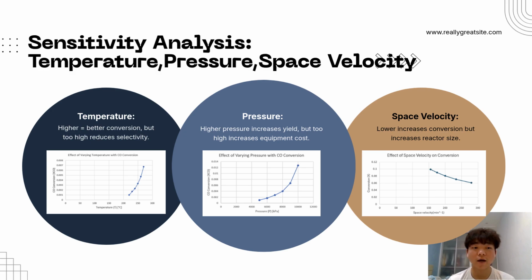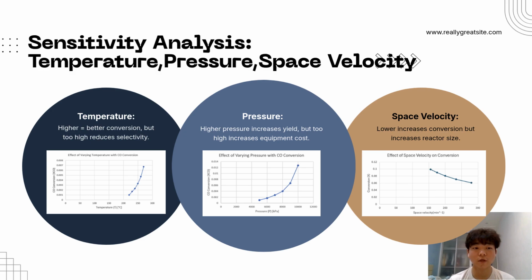For pressure, the higher pressure will increase the methanol yield because it shifts the reaction towards the product side. But a very high pressure will increase the equipment cost and also energy consumption. So 75 bar is selected as a balance.